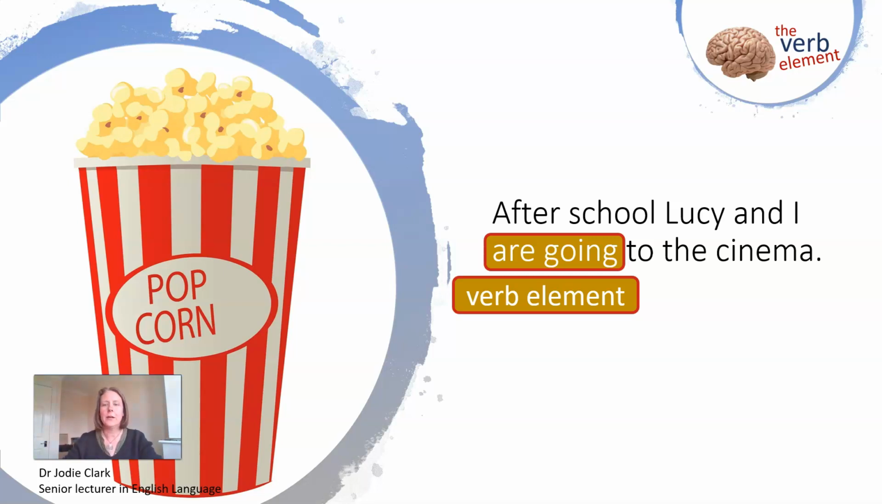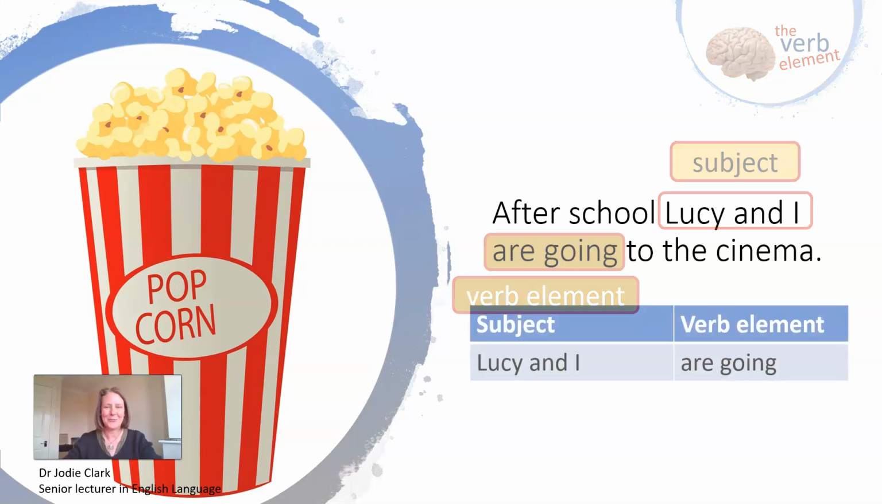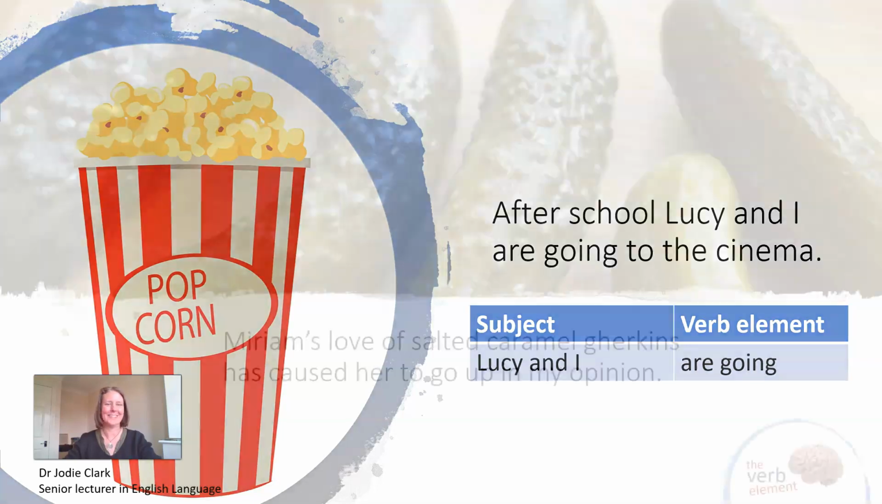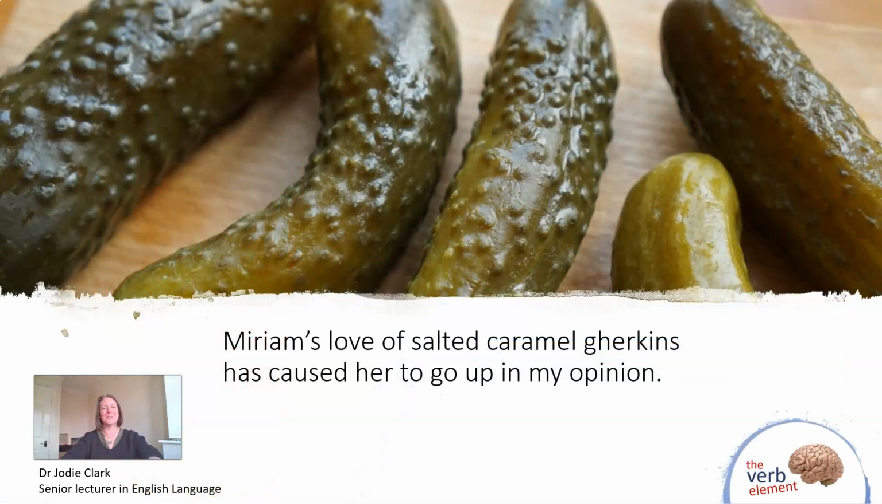Then we add the subject, which is Lucy and I. And we've got the two essential parts of that clause right there. Lucy and I is the subject, and are going is the verb element. You're doing brilliantly.